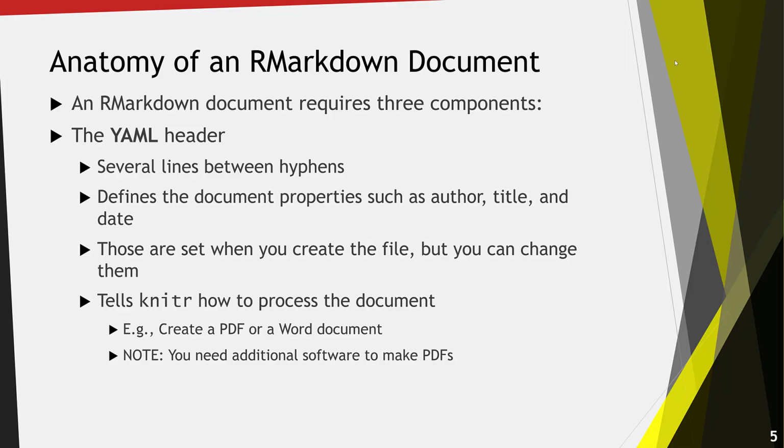At the top is the YAML header. This is several lines between rows of hyphens. This part of the document defines the document properties, such as the author, title, and the date the document was created. These are set when you create the file. RStudio will fill in values for you, but you can feel free to change them on your own. This information tells Knitr how to process the document.